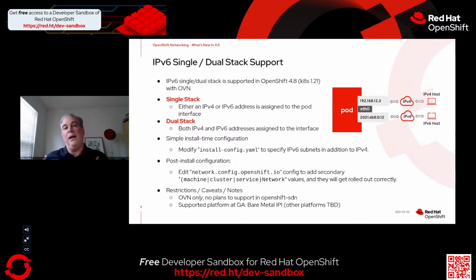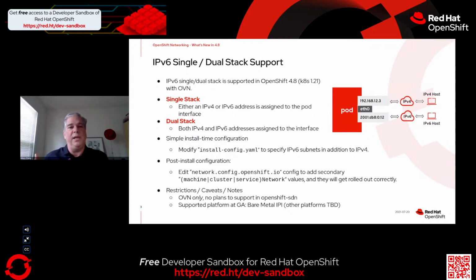So how do you enable v6? It's actually very simple. At install time, you do that typical pause of the install to modify the install config YAML file. You specify IPv6 subnets in addition to the IPv4 subnets, and then just continue with your install. If you're trying to do this post-install, you can still do it. It's still pretty straightforward.